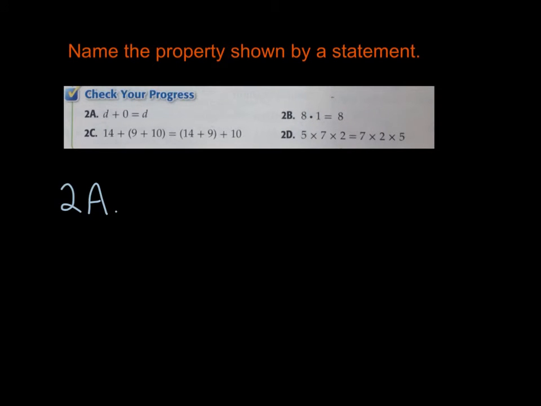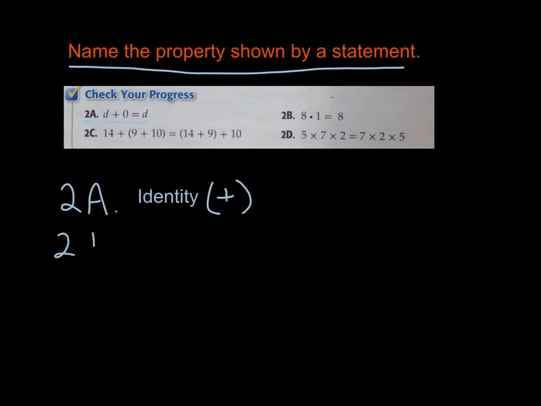So let's take a look here. Name the property that's shown by each statement. When I look at 2a here, I see that d plus 0 is going to equal d. So I think to myself, okay, this is identical. Identical is the identity property. So I would label it as identity, and I'm also going to put that that's addition. So I just do it like that.